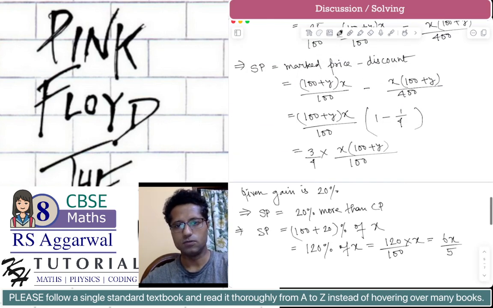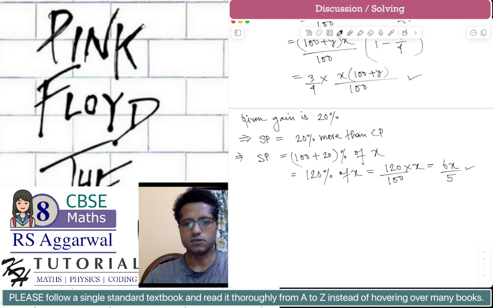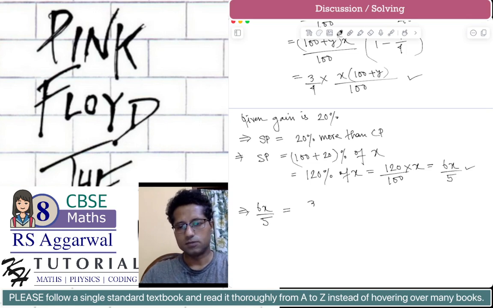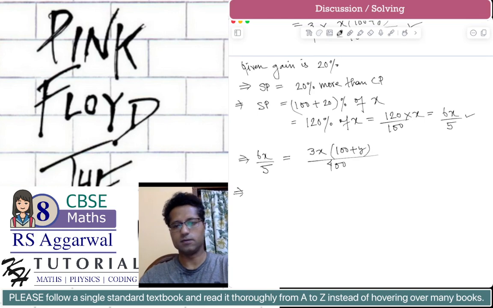But we have also found the selling price to be this. So we can equate these two expressions. This implies 6x by 5 is equal to 3x multiplied by 100 plus y divided by 400. Now you can do cancellation like this. You can cancel 3 and 6 with 2, and cancel 5 and 400 with 80. This kind of cancellation you can always do.